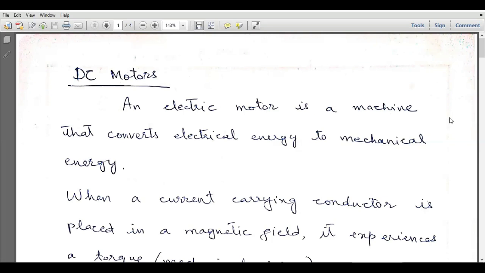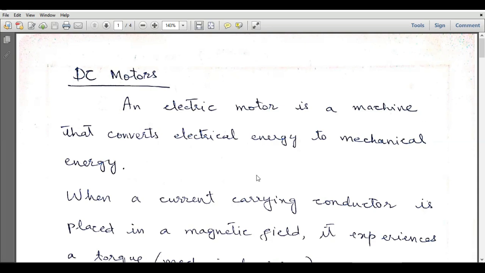In this lecture, I will start the new section of this course of DC machines, and the name of this section is DC motors. Previously, we discussed magnetic circuits. We also discussed DC generators. Now I will start the section of DC motors.